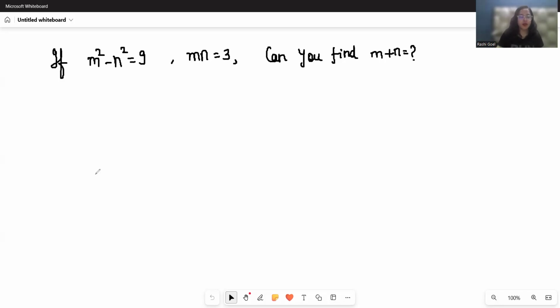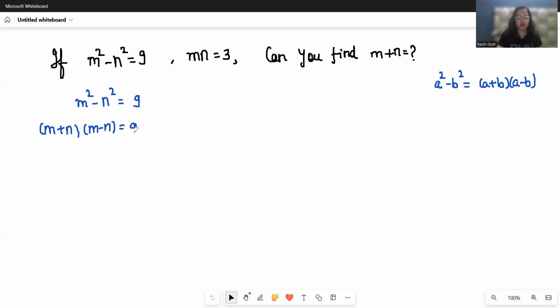So m square minus n square is 9. So I'm going to use the identity a square minus b square, which is equal to a plus b times a minus b. So it is m plus n times m minus n, which is equal to 9.